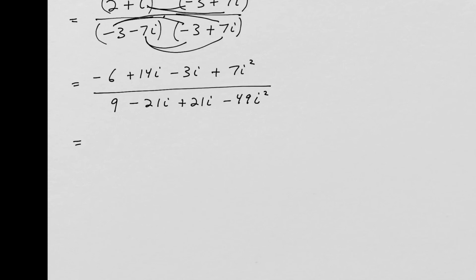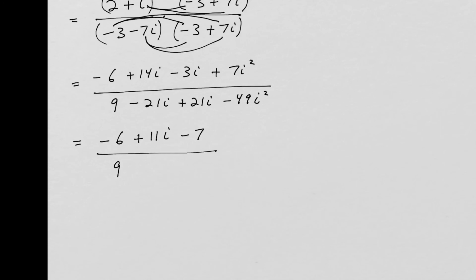So really I have negative 6. I can simplify the 14i minus 3i, right? That's just going to be plus 11i. Think of them as like terms. And then 7 times i squared is 7 times negative 1, so that's a minus 7. I'll do one more step to find this answer here.